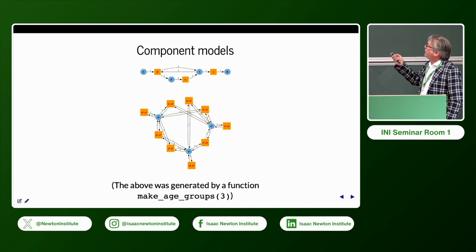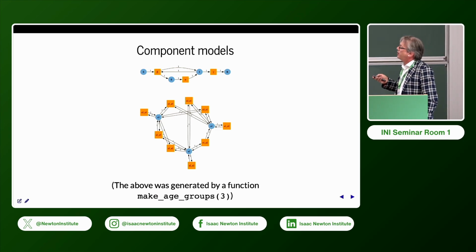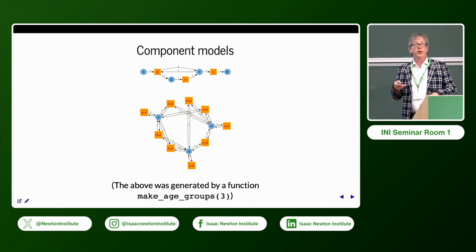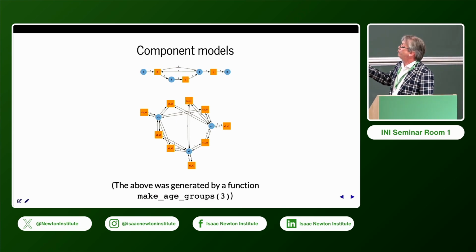I'm going to drop the V for right now, just for time. So at the top, I've got my original SIR model. At the bottom, I've got a model with 3 age groups where infection can occur within and between groups. Now, I didn't actually draw that bottom one. I've just got a function that will do that because the age structure matrices are quite simple to be able to do.